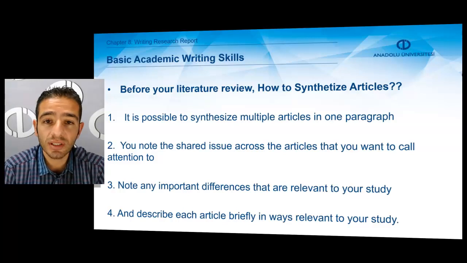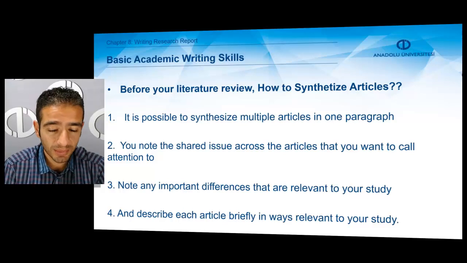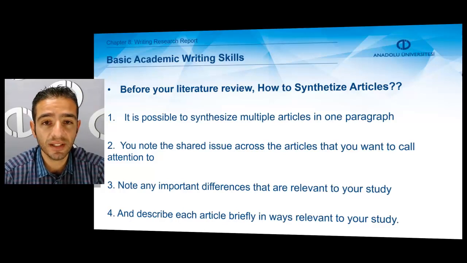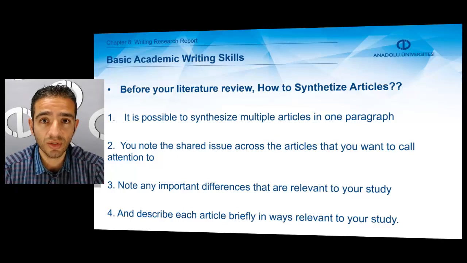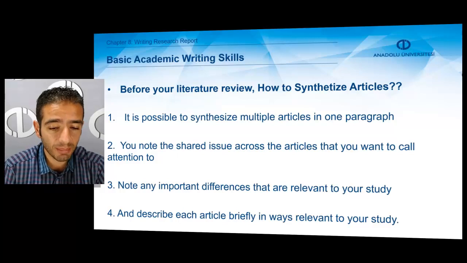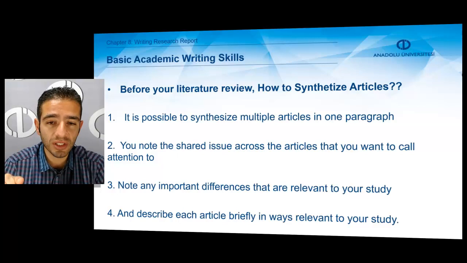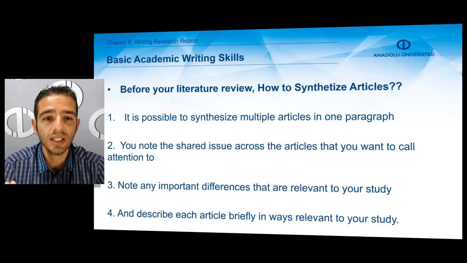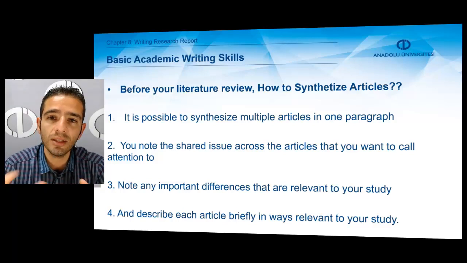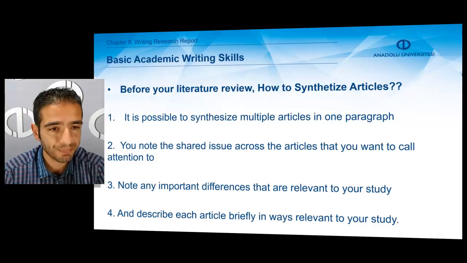You also note the shared issues across the articles that you want to call attention to. Please note any important differences that are relevant to your study, because you will use them while writing your literature review, and you can describe each article briefly in ways relevant to your study. You can mention all of those articles that are relevant to you in 2 or 3 or 4 sentences, and you can combine more articles in one paragraph if they have some common topics and foci.